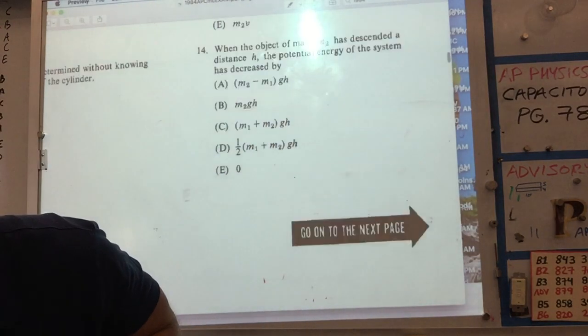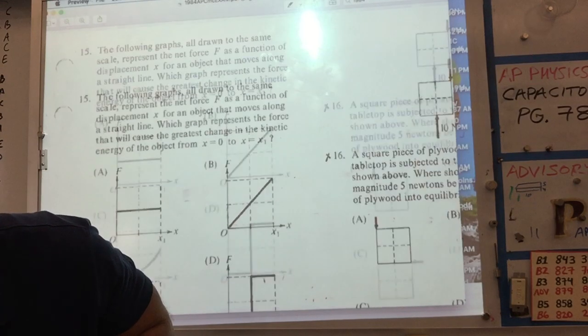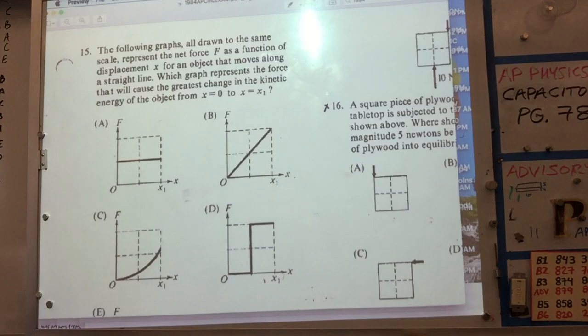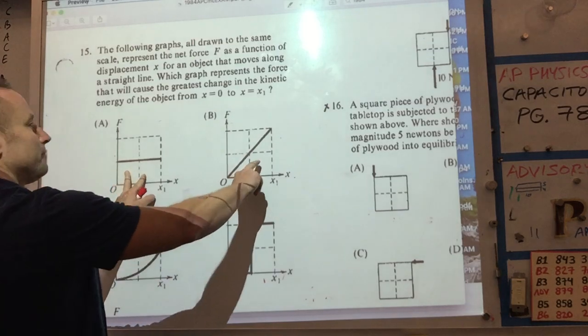Right, let's see what we got next. We're on number 15. The following graphs, all drawn on the same scale, represent force as a function of distance. So remember, the area under is going to be the work. Which graph represents the force that will cause the greatest change in kinetic energy? Well, that's going to be the one that has the greatest area underneath. So you just kind of count boxes.